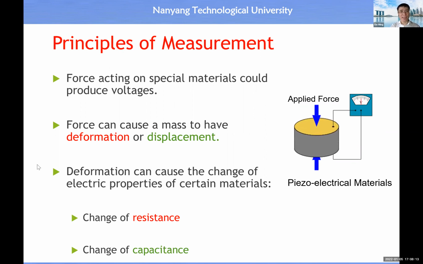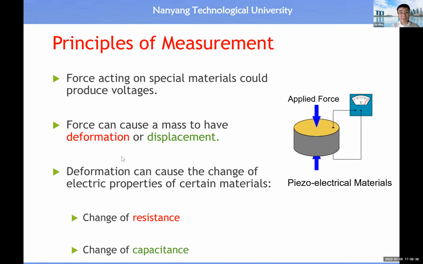First of all, for example, force acting on special material could produce a voltage. This animation basically shows you this scenario. Then we can leverage the use of this type of sensing element to guide the design of the measurement and the sensing system for force.